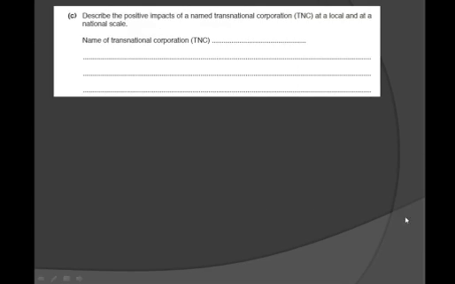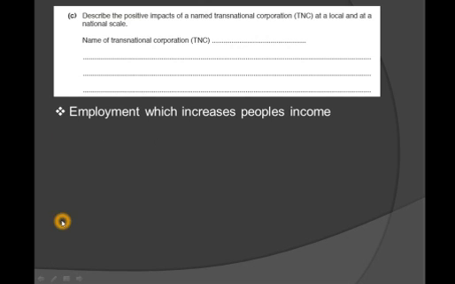Okay, another question. Describe the positive impacts of a named transnational corporation at a local and at a national scale. So, positive impacts. NTCs not only provide bad things, of course, they come with very good positive impacts. We have already mentioned one, employment, where Nike, for example, in Indonesia employs over 30,000 people. Okay, so name of the transnational corporation, you could go ahead and use Nike here, and then let's take a look at some of these.